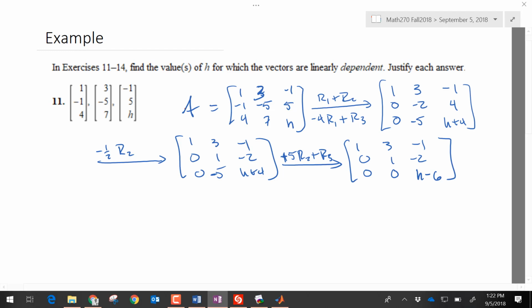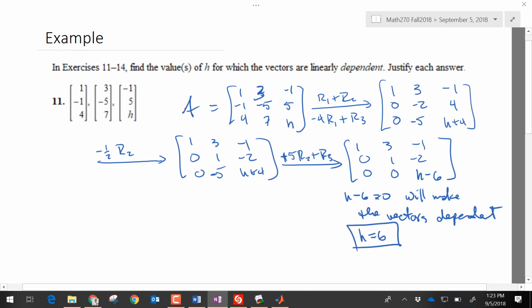So we basically want a whole row of zeros, which means H minus 6 has to be equal to 0. So H minus 6 equals 0 will make the vectors dependent. If H does not equal 6, then the set of vectors will be independent. Okay. Any questions?